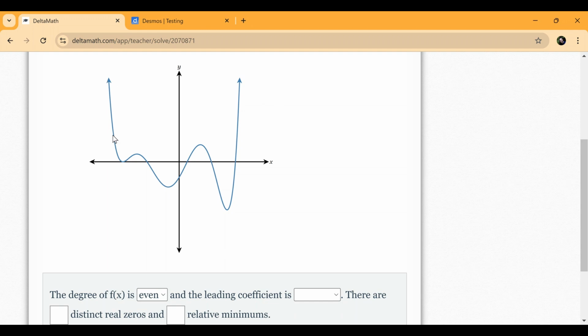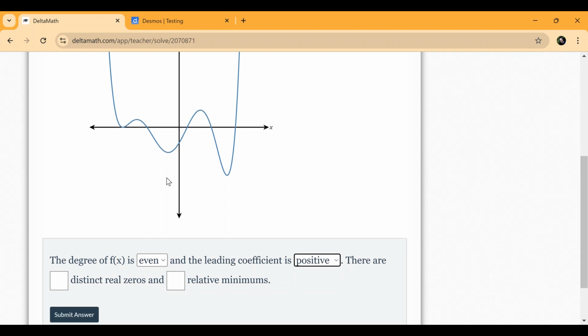So if we come down 1, then up 2, down again 3, up again 4, down again 5, up again 6. And that is an even number. So it does match what we saw based off of the arms. Because the right arm ends pointing upwards, we know our leading coefficient is positive for this polynomial.